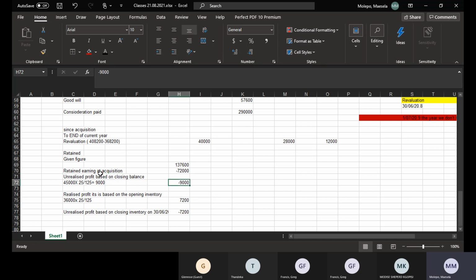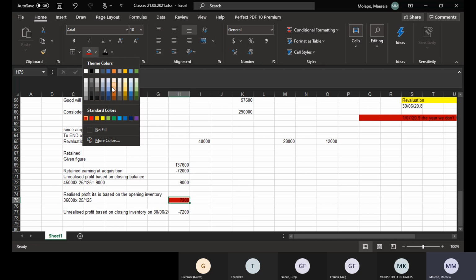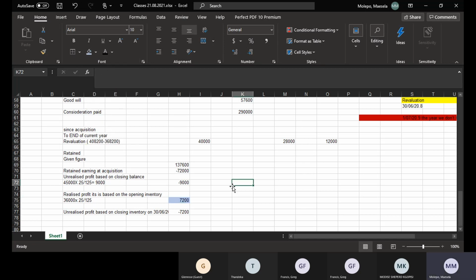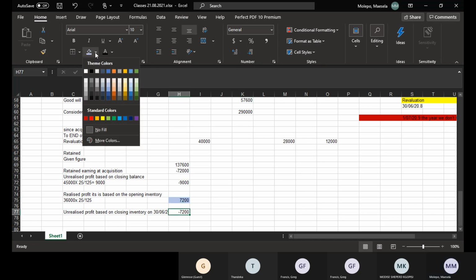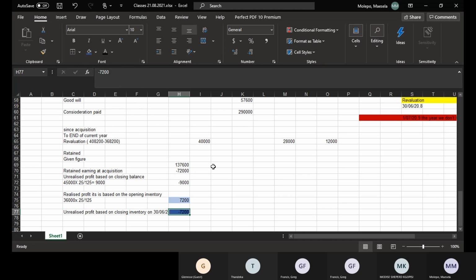So it means suppose we are doing the 2029 financial year. Now this 9,000 on the retained earnings was going to be added back. So I guess you understand what is being done here. Why are we adding and subtracting so many times? I guess you understand this.